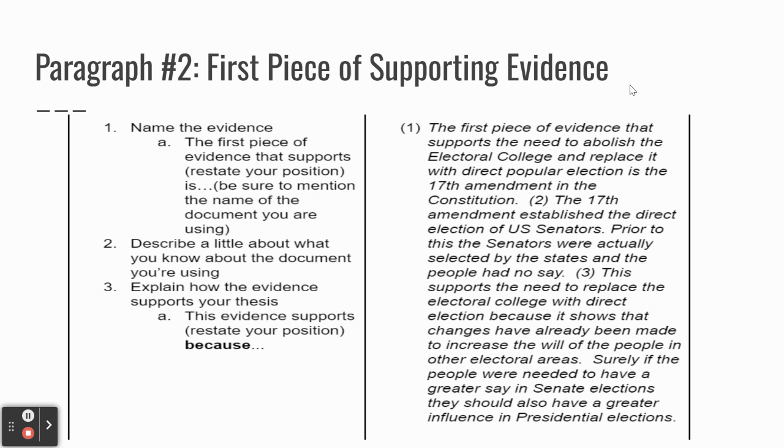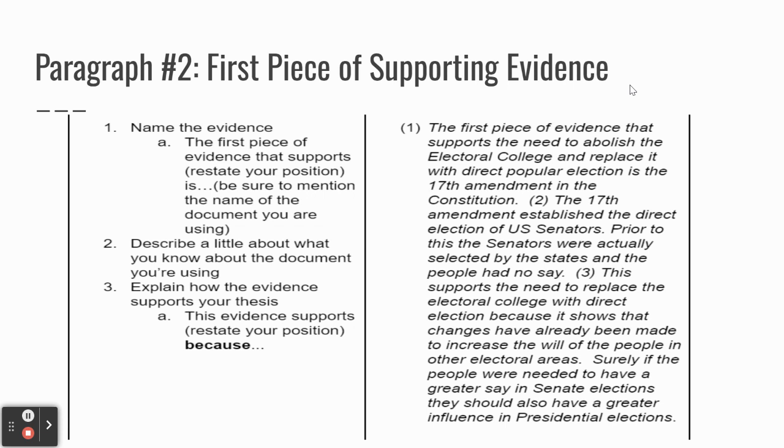So watch how I basically do that. Now I numbered it 1, 2, and 3 on the right-hand side, so you can see how it matches up to the 3 tasks you need to do in the evidence paragraph to get full credit. So I'm naming the evidence first. The first piece of evidence that supports the need to abolish the Electoral College and replace it with direct popular election is the 17th Amendment in the Constitution. So I've basically identified, again, what my opinion is, and secondly, what document I'm using.